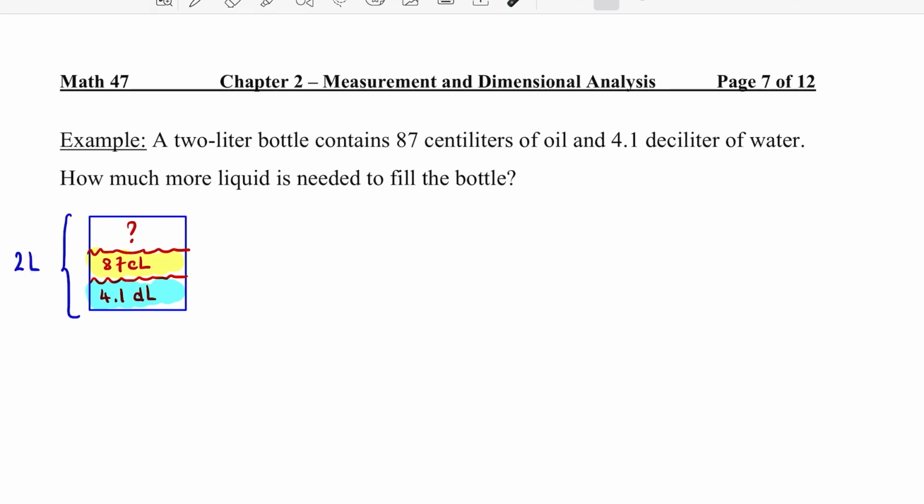But they are all in different units. So I have to convert them so they become one unit. So you can convert 2 liters into CL or DL, or you can convert DL into CL or L. So whatever you do, make sure that they are all in the same units. So you want them all in liters, or all in CL, or all in DL. So I'll just pick one. I'll go ahead and convert everything to DL.